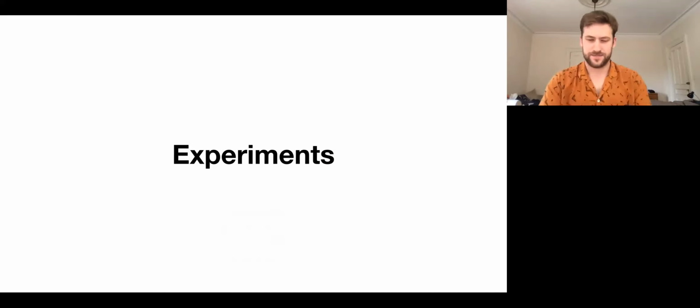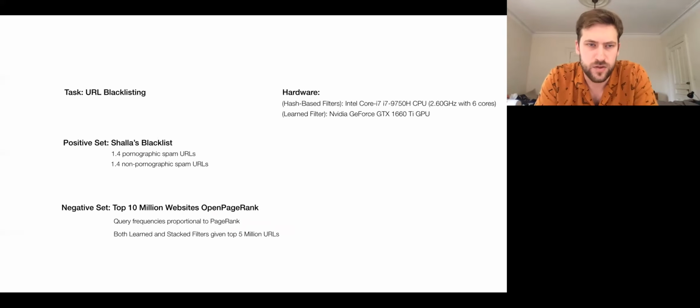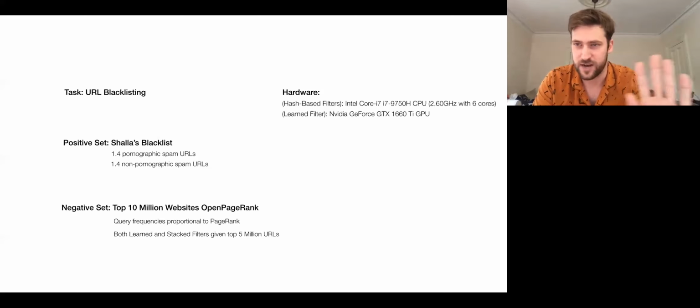Perfect. So for experiments, the first thing we're going to show is URL blacklisting. This is actually the same exact experiment that Tim Kraska and Google did in introducing learned filters. The basic idea is you have some positive set, which are spam URLs. In this case, we have 2.8 million URLs, which are half pornographic, half non-pornographic. And the negative set we use is the most frequently queried web pages. So, Google, Facebook, and so on in order, and the full top 10 million of them. I don't know what the 10 millionth most visited website is, but it's in there.